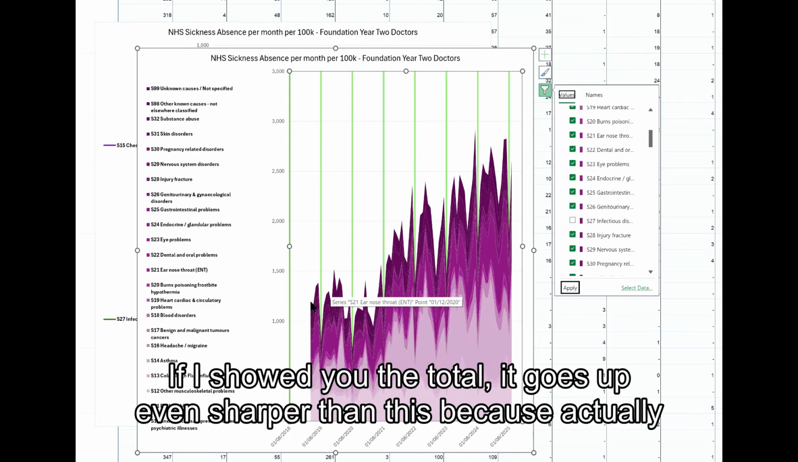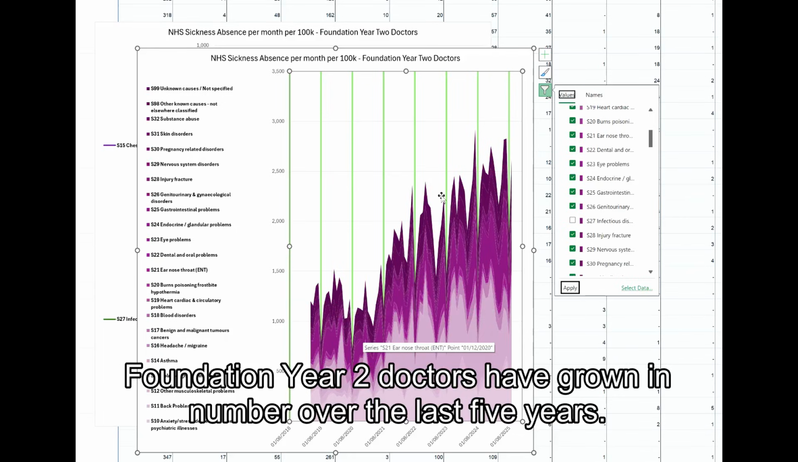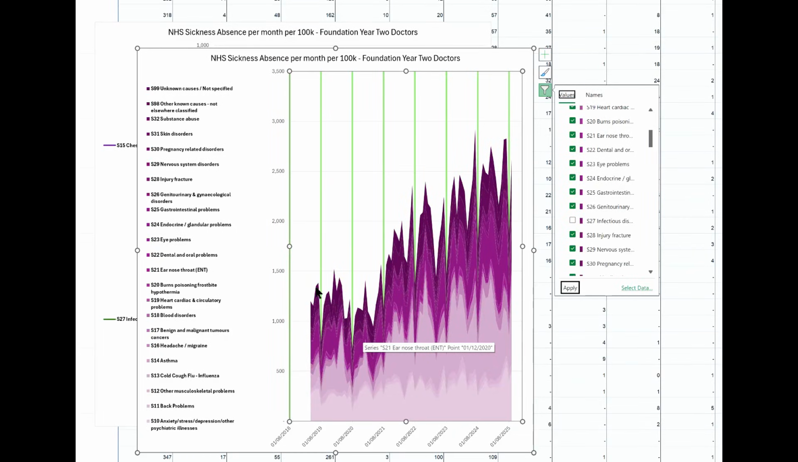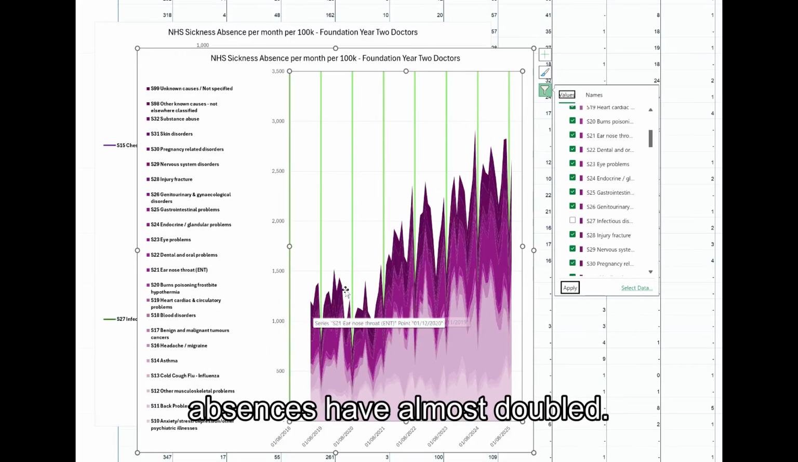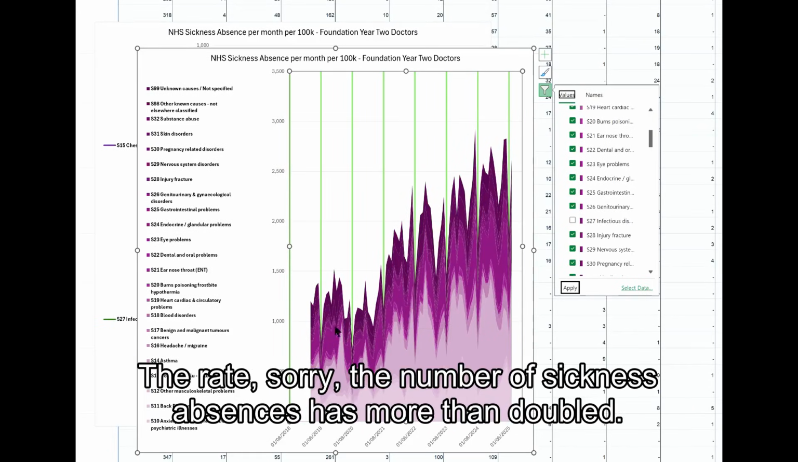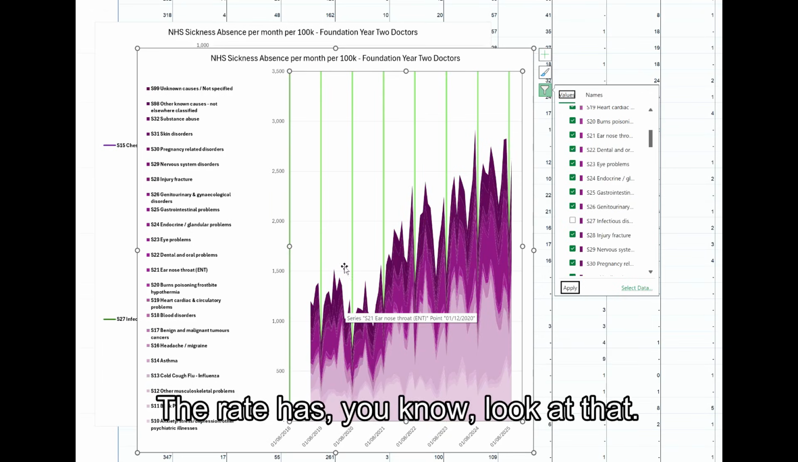If I showed you the total, it goes up even sharper than this, because actually Foundation Year 2 doctors have grown in number over the last 5 years. So for reasons other than COVID infections, the number of sickness absences has almost doubled. The rate of sickness absences has more than doubled. The rate has, look at that.